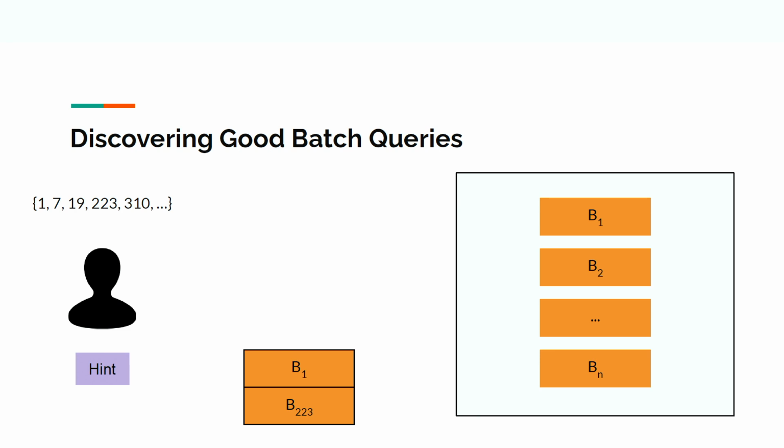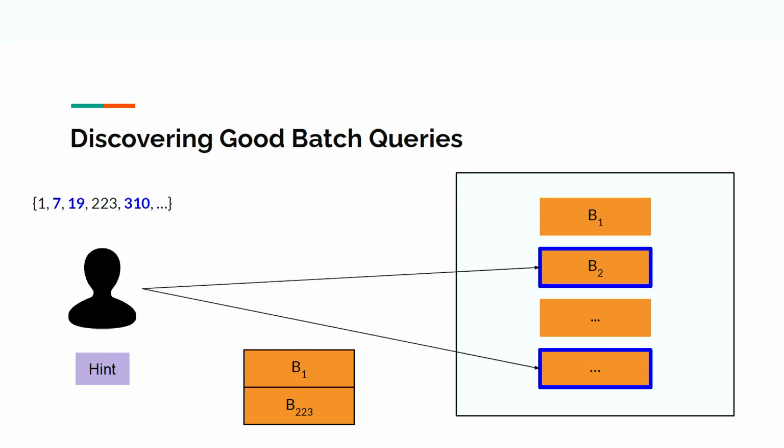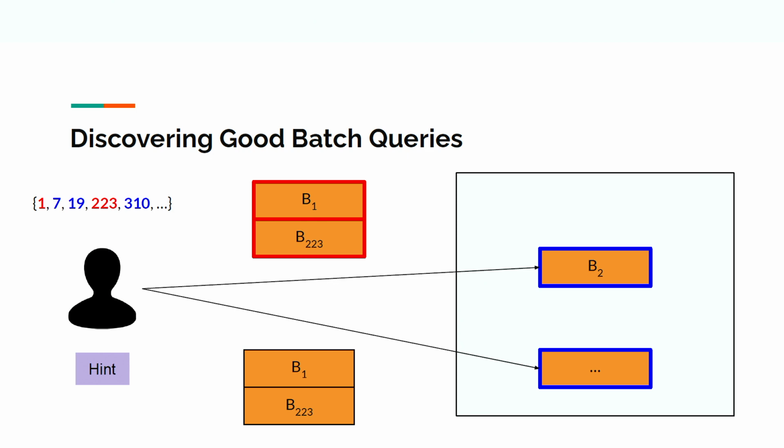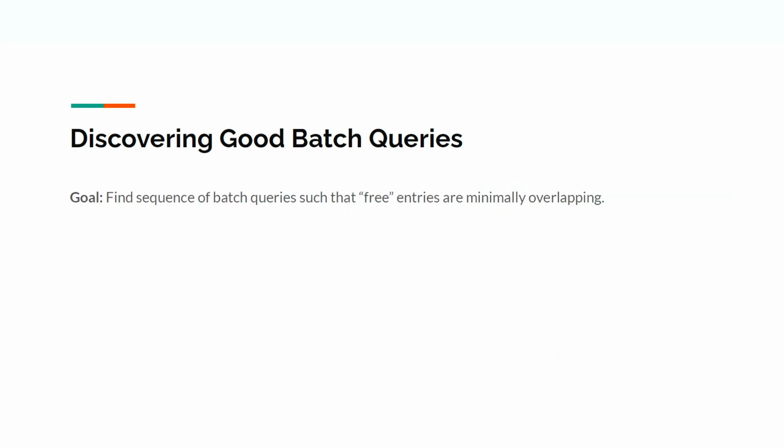We have another batch query. We run the PIR scheme. We find all the probed entries, throw away everything else. Now we use our PIR protocol, i.e. a compression scheme, to get more entries for free. All right, so here's a bad example. If I just do this arbitrarily, it's very possible that the free entries I get are the same every single time, right? I'm not really compressing here. So this is what I mean by discovering good batch queries. What we really want to do is find a sequence of batch queries such that when you run it, the free entries that you get are minimally overlapping over time.